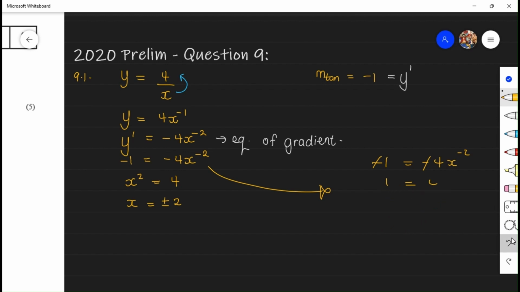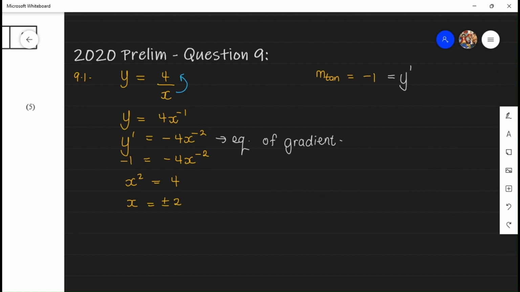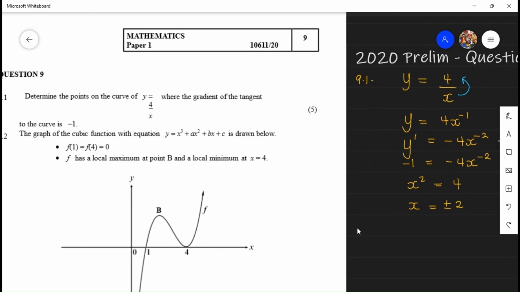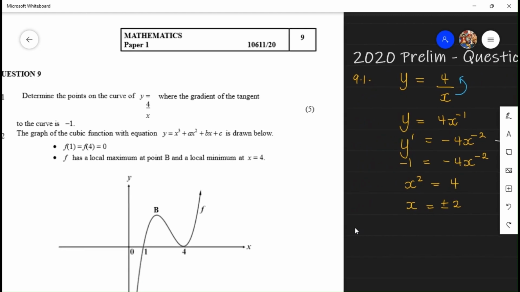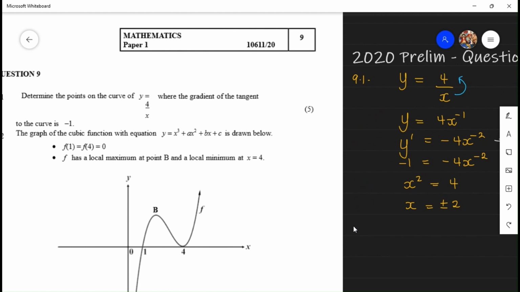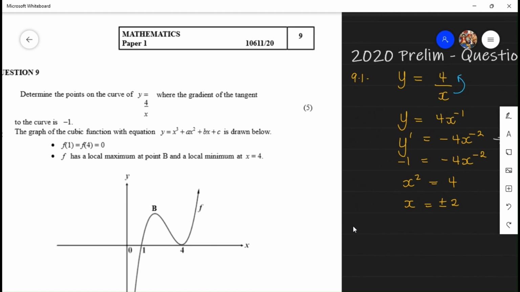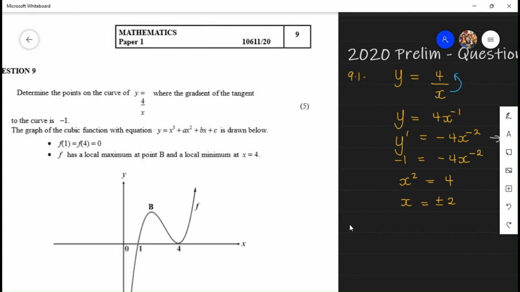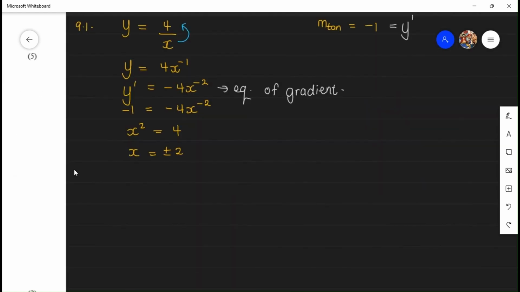So we now know that our value of x is positive or negative 2. We now need to find the y values because the question stated that they wanted the coordinates of the point of contact, of the curve and the tangent. Keep in mind, coordinates refer to x and y. So they say determine the points. Points is another way of stating coordinate, right? If they only wanted the x value, they would have said determine the x value of the point of contact. But they said points, so we find x and y.